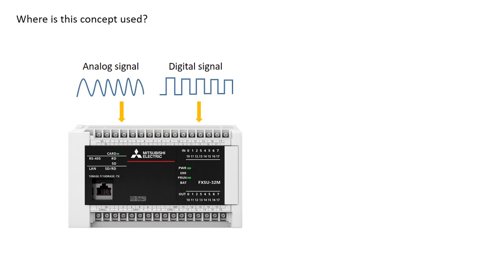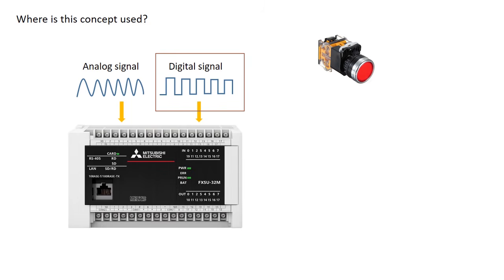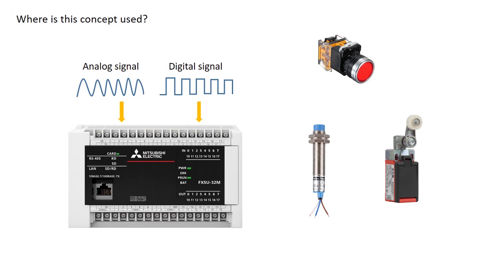This concept is used when dealing with DC digital signals such as push buttons, inductive proximity sensors, and limit switches. Among these, the proximity sensor is especially important because its output transistor determines how current flows between the sensor and the PLC input. Now, let's clearly understand NPN and PNP using an inductive proximity sensor. From this point onward, I will explain everything using an inductive proximity sensor.